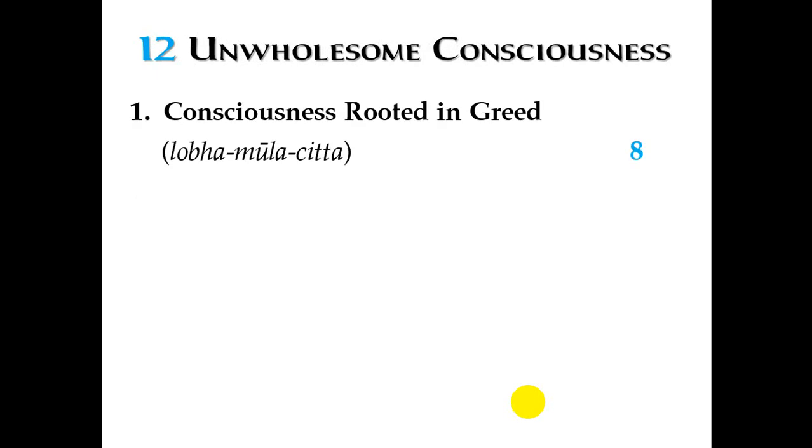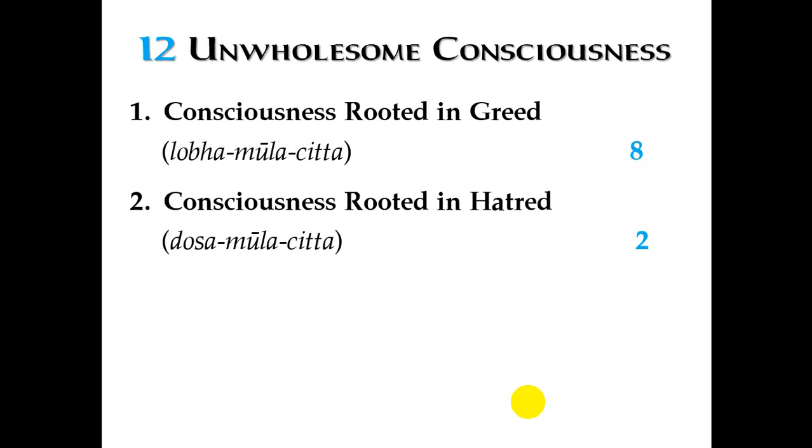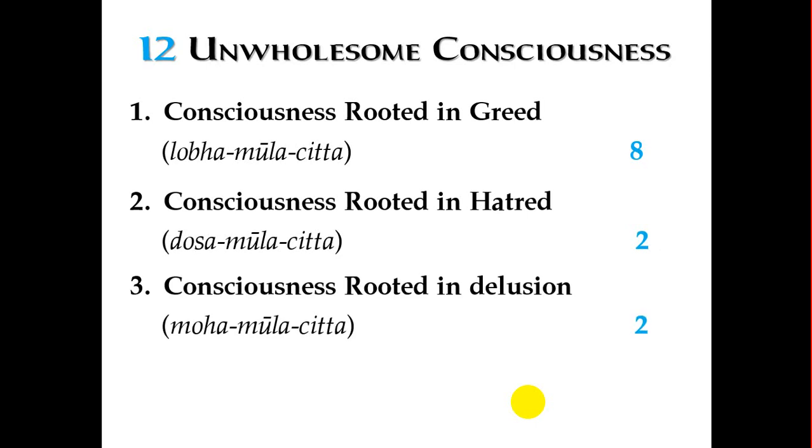Number one, consciousness rooted in greed, lobha mula citta. We have 8 lobha mula citta. Number two, consciousness rooted in hatred. We have 2 dosa mula citta. Number three, consciousness rooted in delusion. In the Suttapitaka, you will not find this type of classification, only in Abhidhamma. Therefore, the Abhidhamma method is different, right?